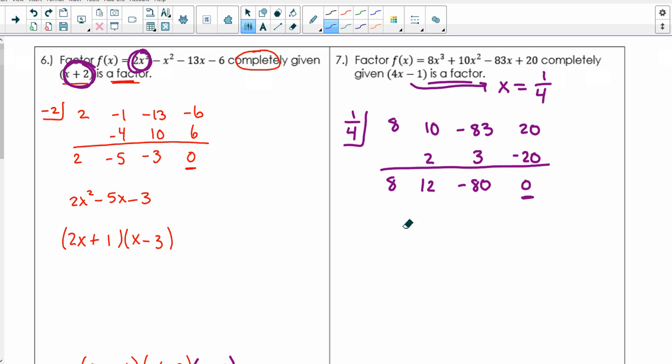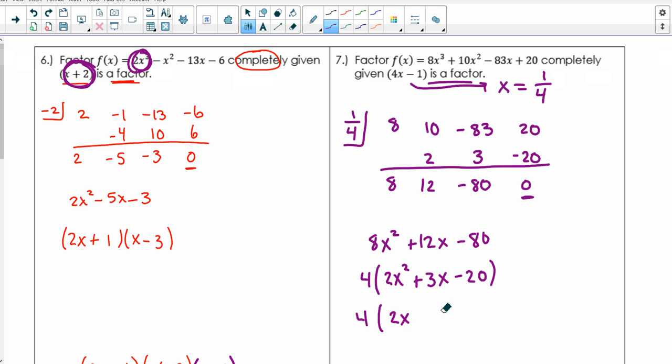Okay? So I started with 8x cubed. I then get down to 8x squared plus 12x minus 80. Notice that I can divide all of these by GCF. I can divide all of them by 4, which leaves me with 2x squared plus 3x minus 20. Okay, I factor this. I get a 2x. I get an x. If you haven't gotten this far, try to factor it by yourself.